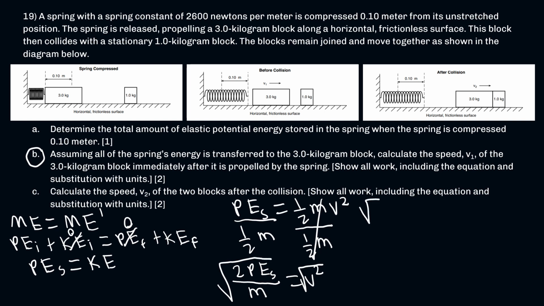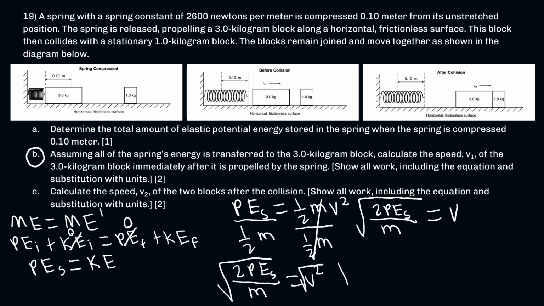So I end up with the square root of 2 times my original potential energy in the spring. Let me make that a little bit bigger so it encompasses everything. 2 times the potential energy of the spring over the mass of the block is equal to the velocity. So now let's just plug everything in.